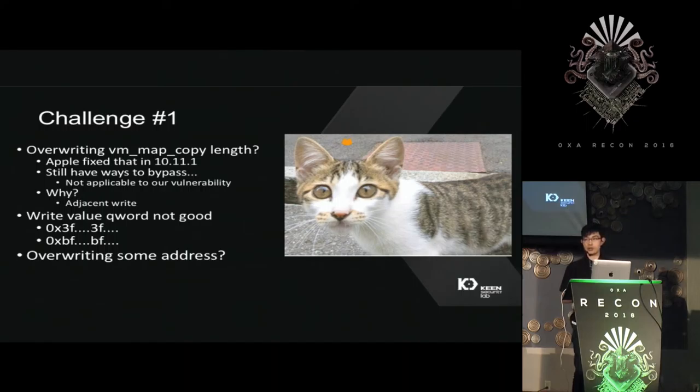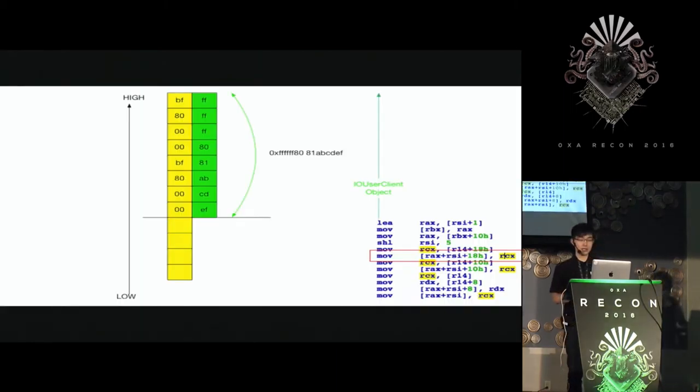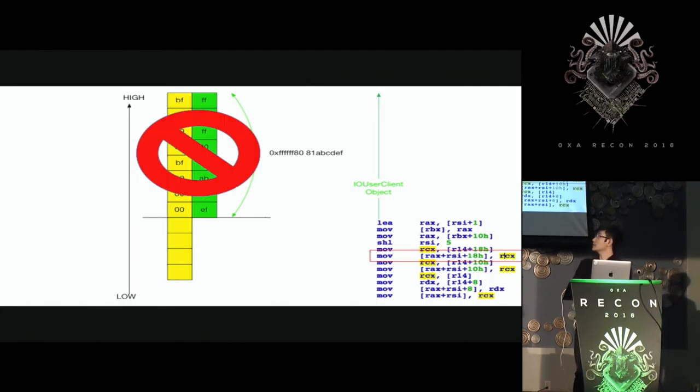Also, we can see that the value, the QWORD we write, is not very perfect, because the addresses starting with 3F and BF are not valid addresses, or not reachable addresses, in the kernel. So we cannot overwrite the vm_map_copy length to do exploitation, and we can think of other approaches. We can overwrite some heap location or some other addresses. First, we may think of overwriting a heap location or a vtable pointer location. If we do an 8-byte aligned write, for example overwriting a heap location with BF8000, of course it will not work, because the BF80 address is not a valid address in the kernel address space.